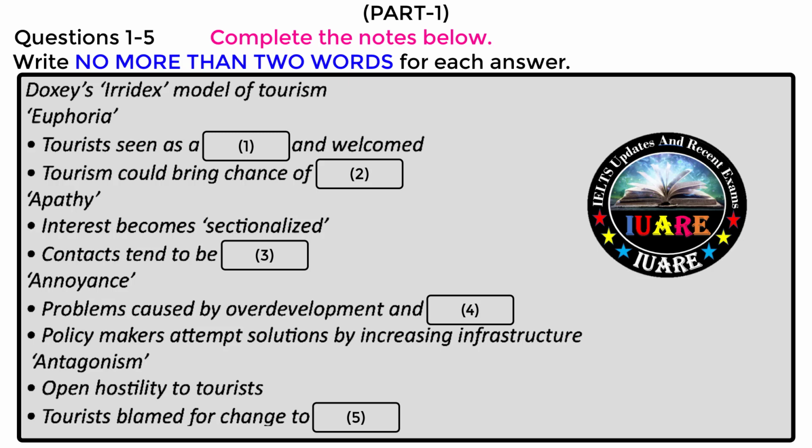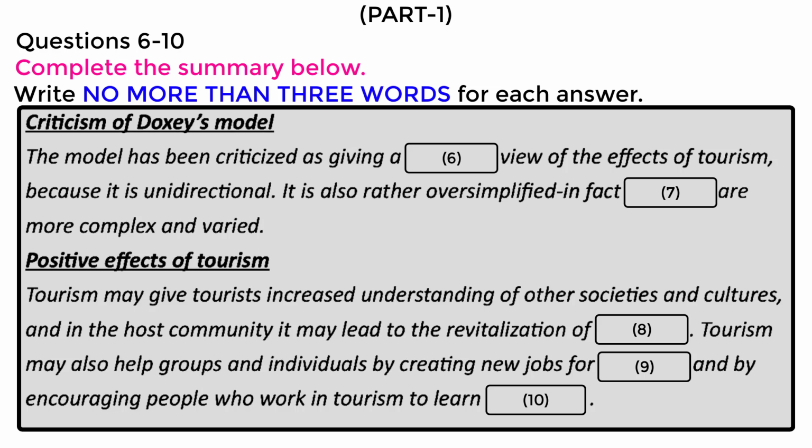But the lives of the local people are made increasingly difficult, and in the final stage of the model, annoyance has turned to antagonism and open hostility to the tourists. And now, all the detrimental changes to lifestyles in the host area are, fairly or unfairly, seen as due to the tourists. Before you hear the rest of the conversation, you have some time to look at questions 6 to 10.